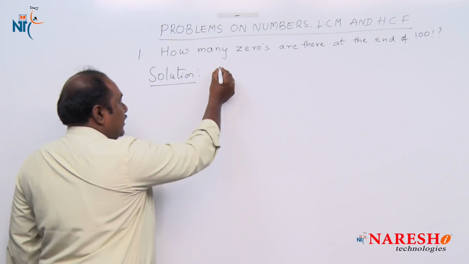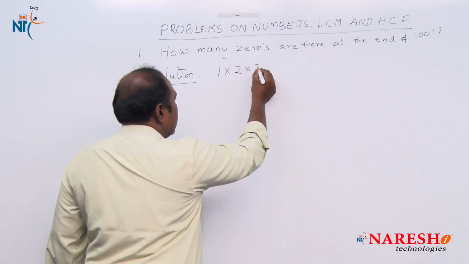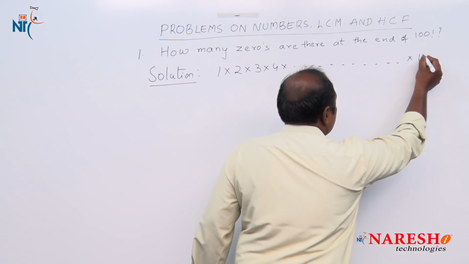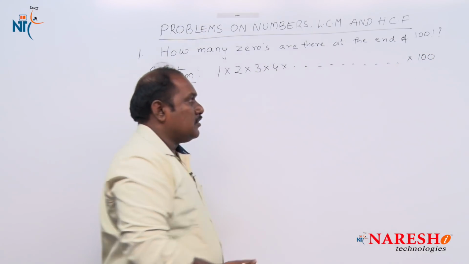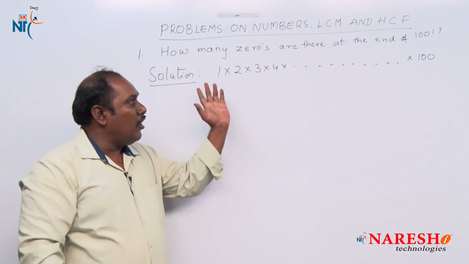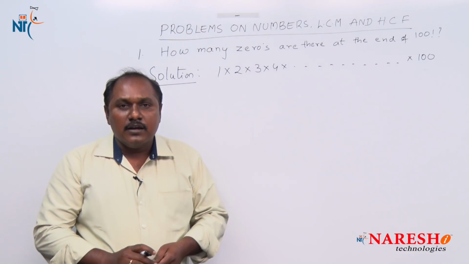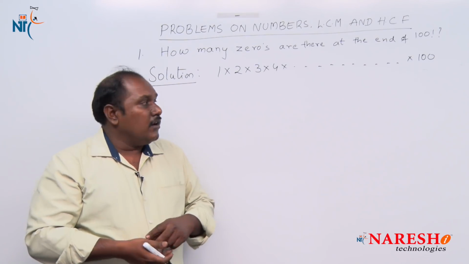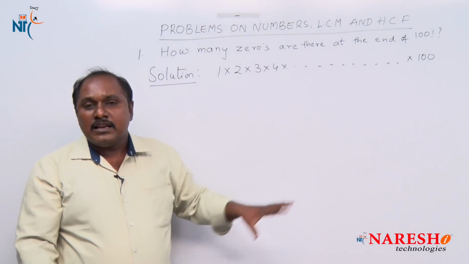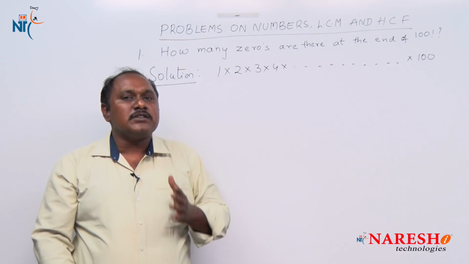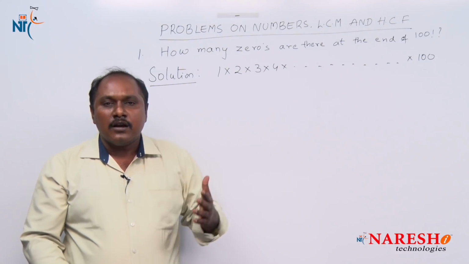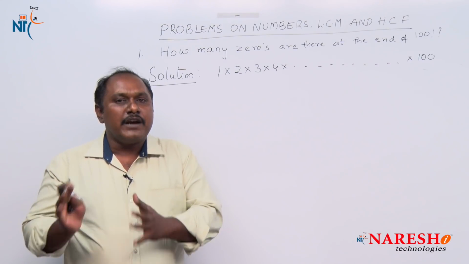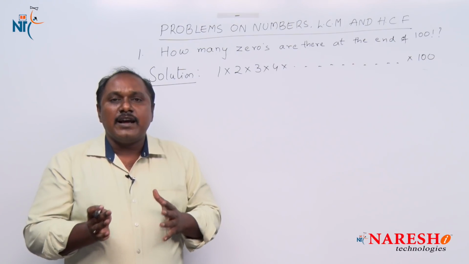100 factorial is the product of all natural numbers from 1 to 100. So my question is, if you multiply all these numbers from 1 to 100, in the answer in the end, how many zeros are there? Now to tell the answer for this, logically speaking, I have to prime factorize all the numbers from 1 to 100 and find out how many 2s will be there and how many 5s will be there, from which I can tell my answer.